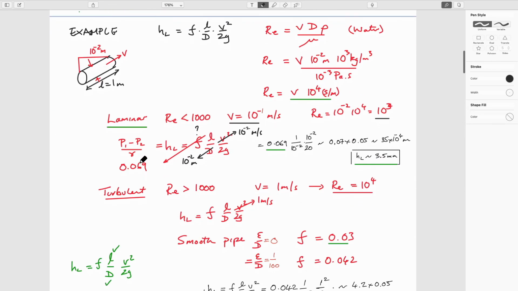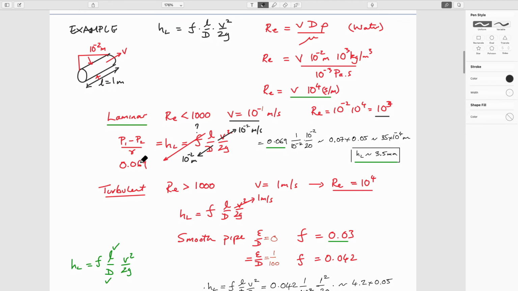And so this is the calculation. So if we do it first for the system, we need to know what the Reynolds number is. And so I just chose some numbers here.